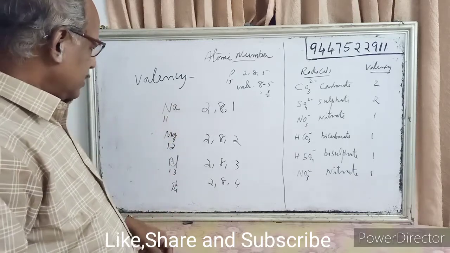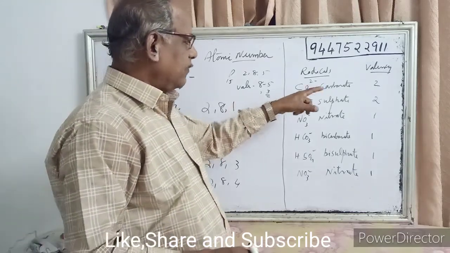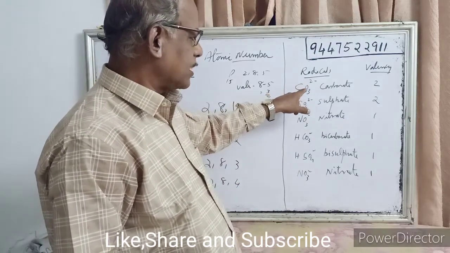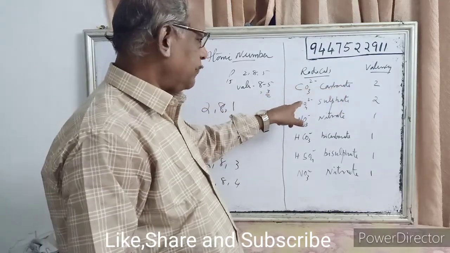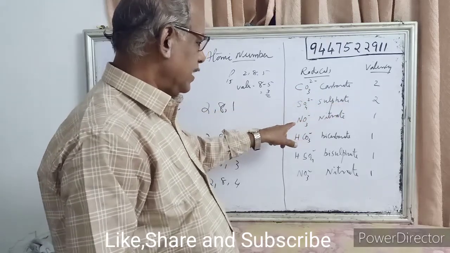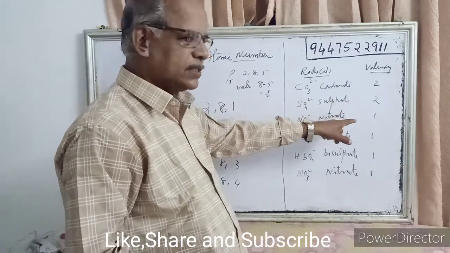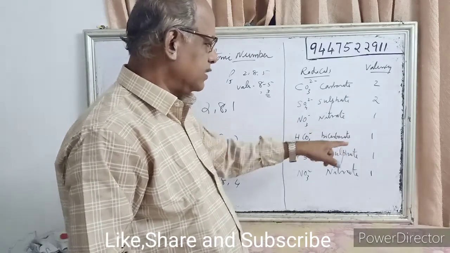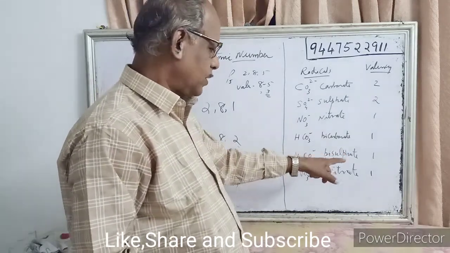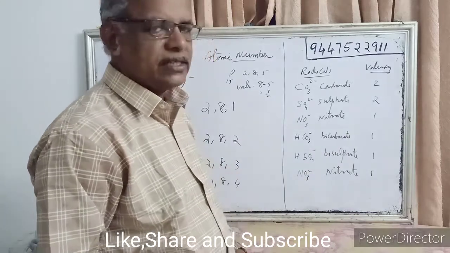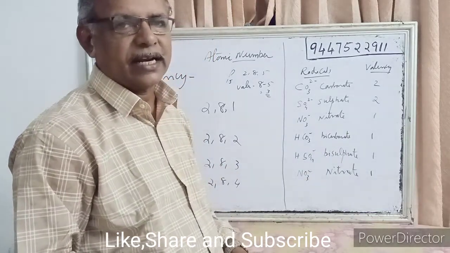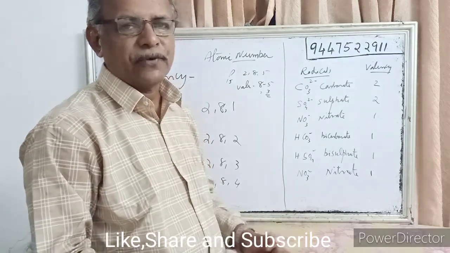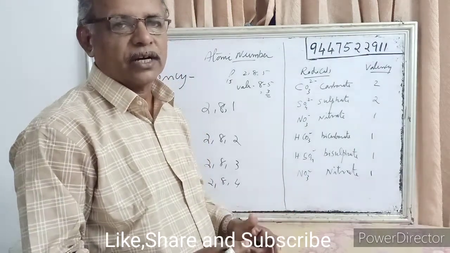Then coming to radicals, the valency is given by the charge of the radical. Carbonate has 2 minus, so valency is 2. Sulfate 2 minus, so valency is 2. Nitrate minus 1, so valency is 1. Bicarbonate has only 1 negative charge, so valency is 1. Bisulfate also 1. Because the charge of the radical gives the valency. So what is a radical? A radical is a group of atoms which occur collectively together.